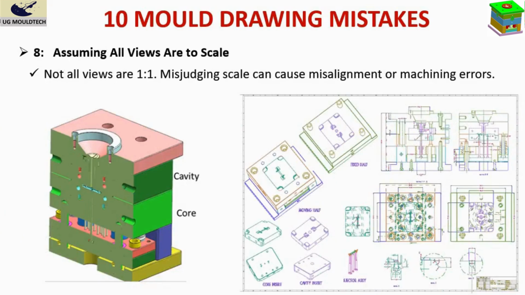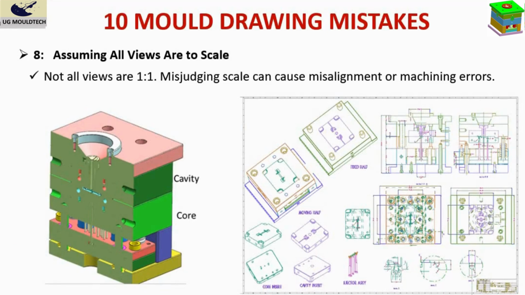Friends, the next point is 8, assuming all views are in scale. Not all views are at 1:1 scale. Misjudging scale can lead to misalignment or machining errors. We should not assume that all the drawings are at 1:1.